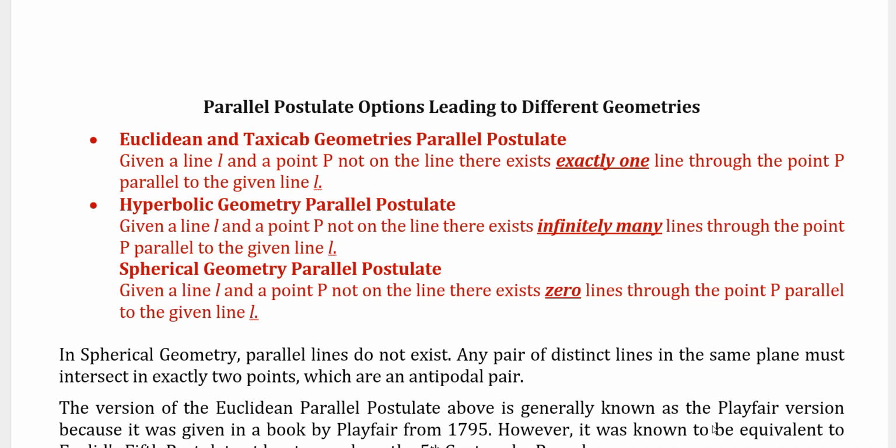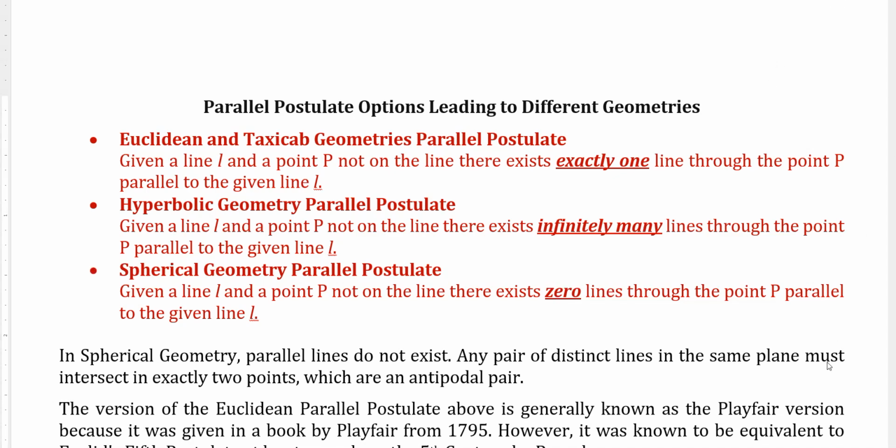In hyperbolic geometry, we'd have to change it to say, given a line L and a point P not on the line, there exist infinitely many lines through the point P parallel to the given line. And in spherical geometry, our parallel postulate would say, given a line L and a point P not on the line, there exist 0 lines, or no lines, through the point P parallel to the given line. So remember, in spherical geometry, parallel lines do not exist. Any pair of distinct lines in the same plane must intersect in exactly 2 points, which are an antipodal pair, like the North Pole and South Pole on Earth.